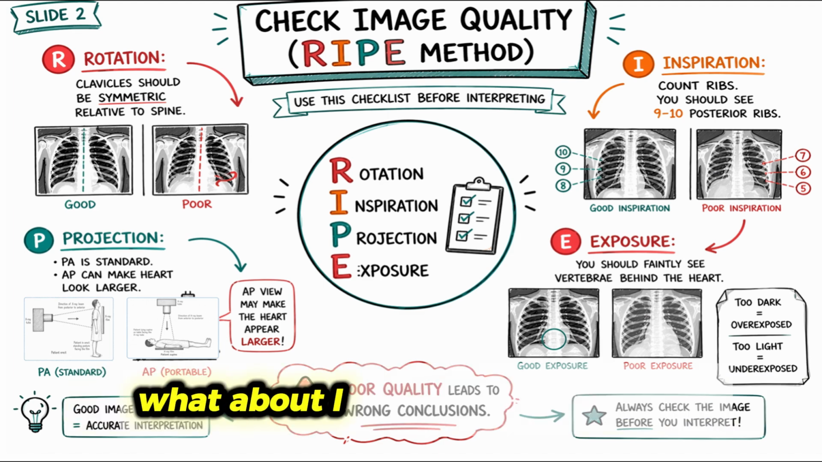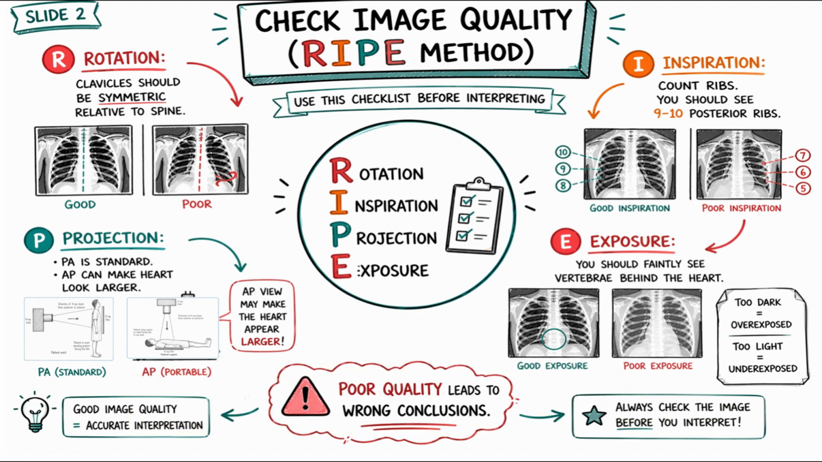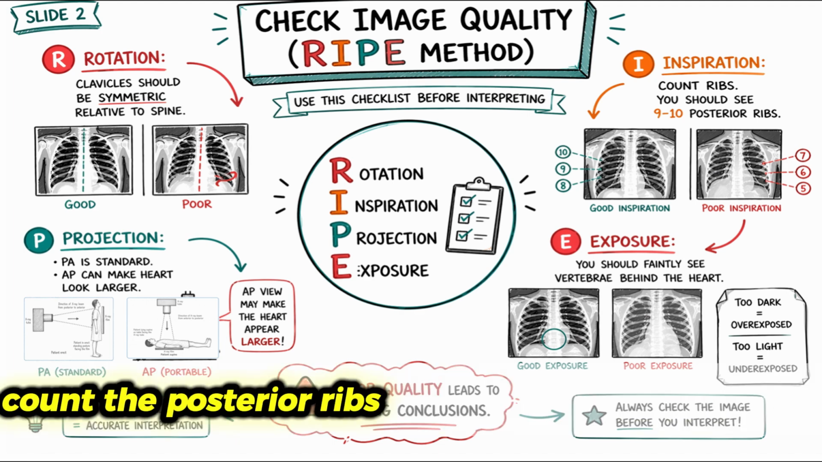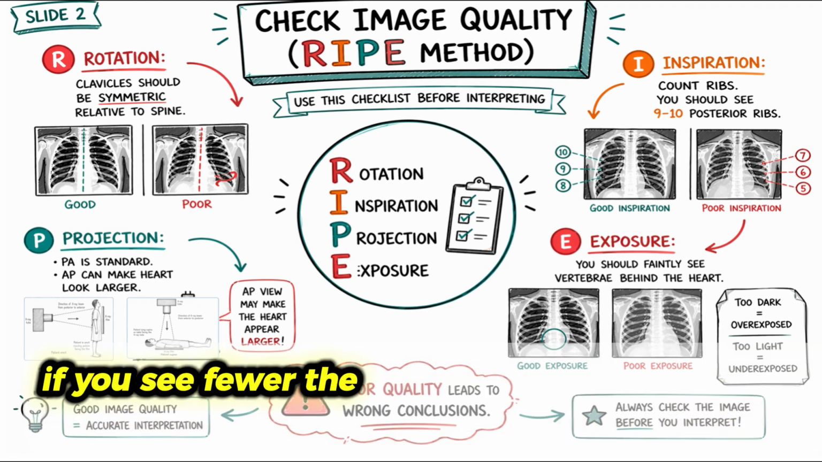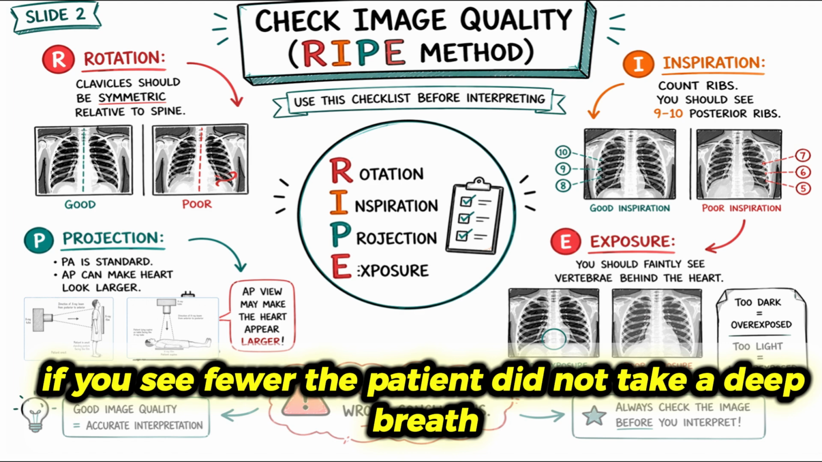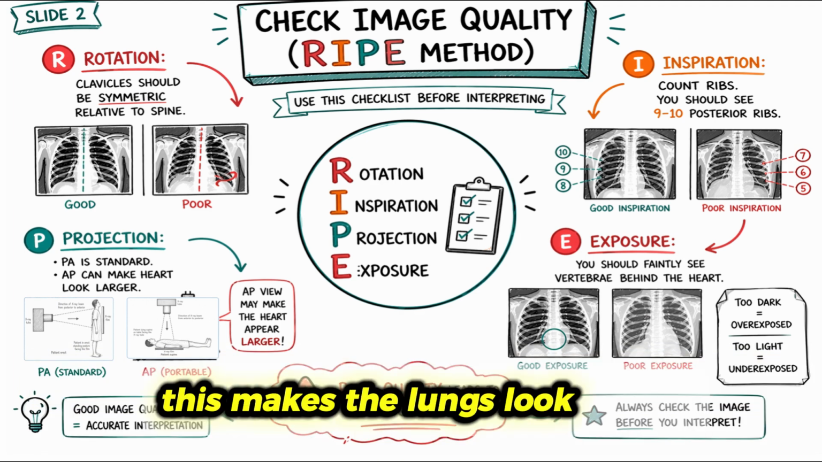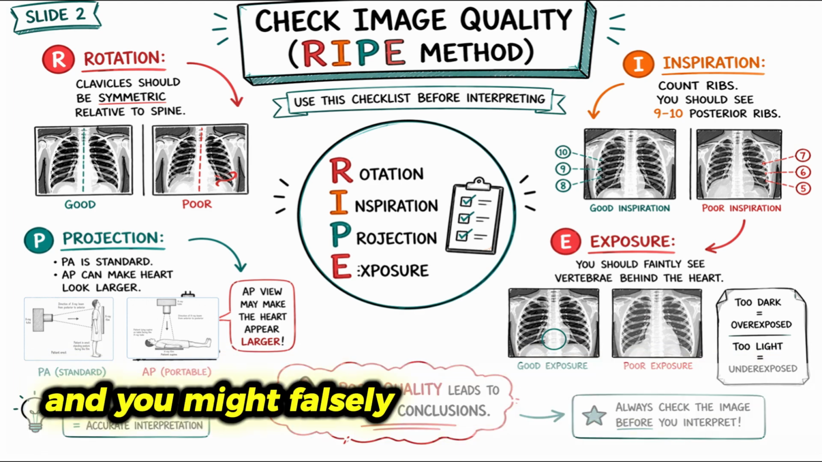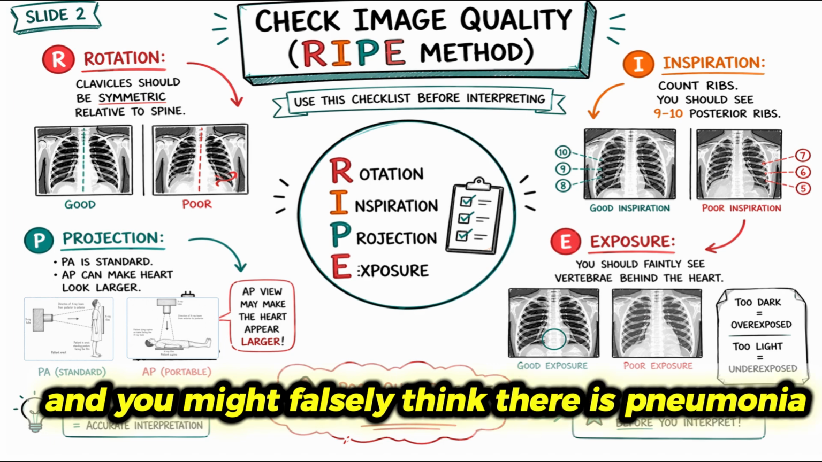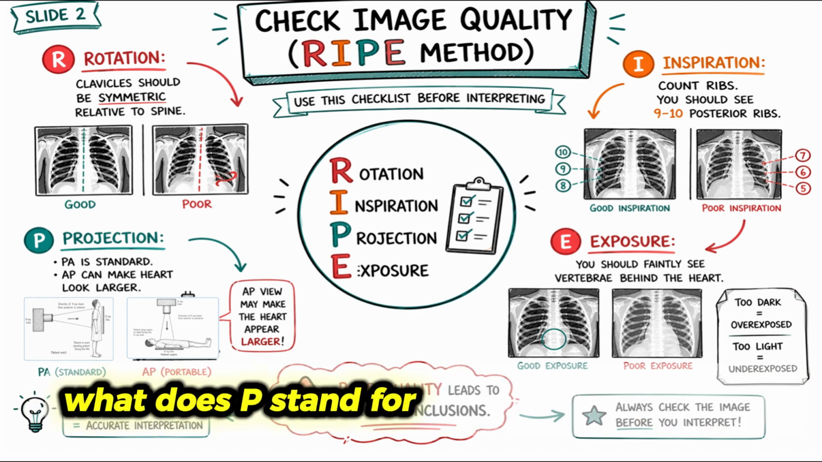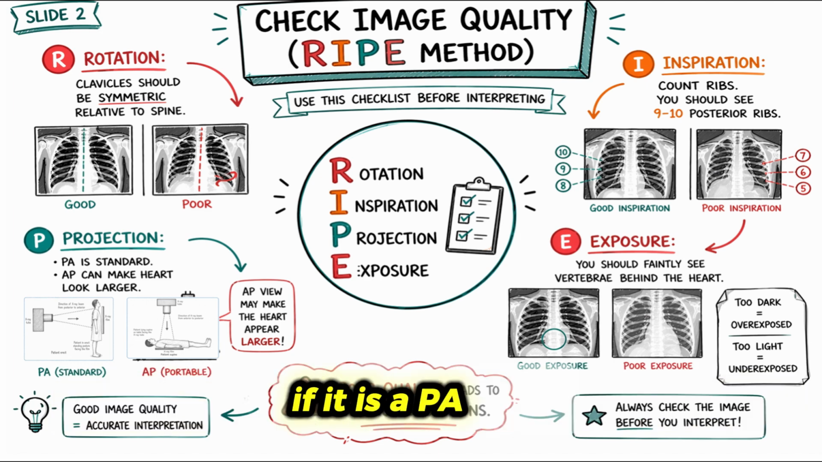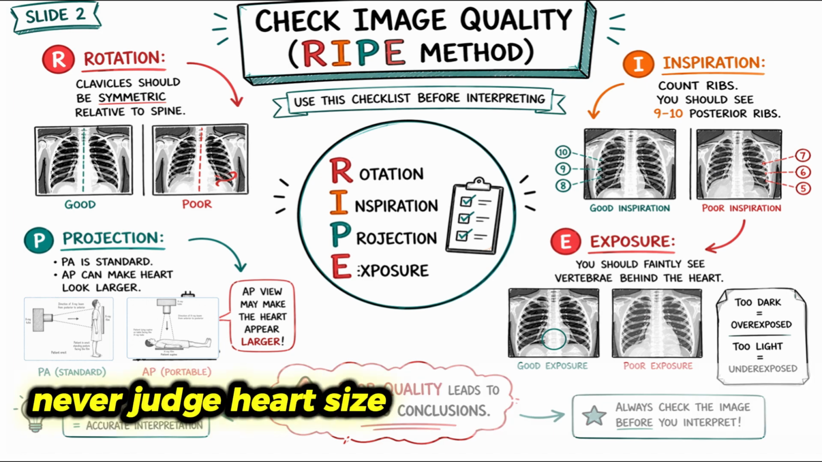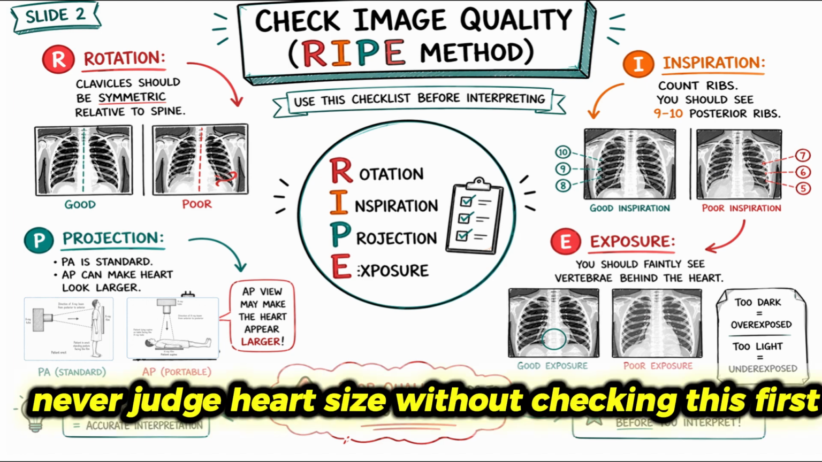What about I? I stands for inspiration. Count the posterior ribs. You should see about 9 to 10. If you see fewer, the patient did not take a deep breath. This makes the lungs look denser and you might falsely think there is pneumonia. What does P stand for? P stands for projection. If it is a PA or AP, never judge heart size without checking this first.